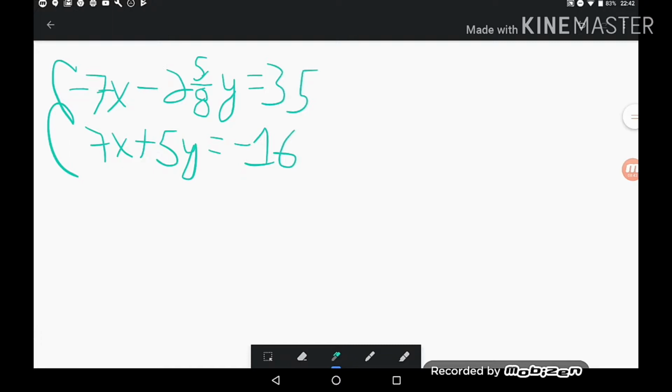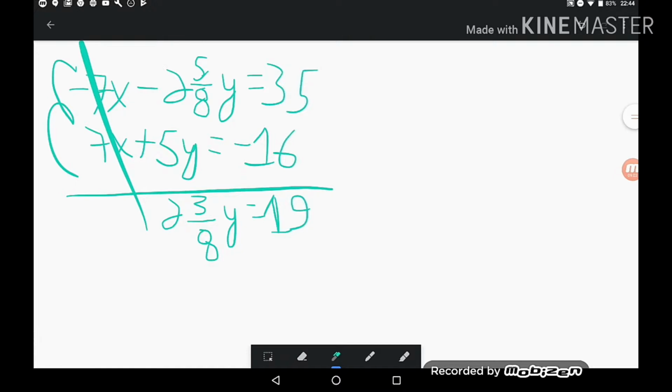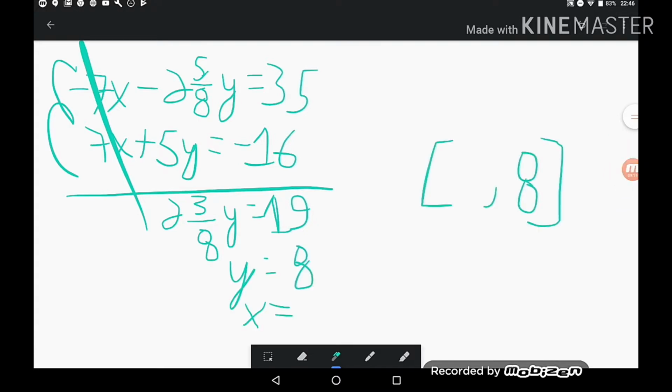Now it's easier to see that the x's are gone because negative 7 and 7 are additive inverses, meaning that opposites always result in 0, so those are gone. And now all we can do is focus on the y's, and this is what you'll come up with. 2 and 3/8 y equals 19. And of course you're going to divide 2 and 3/8 on both sides, and this is your solution for y. It is y equals 8.